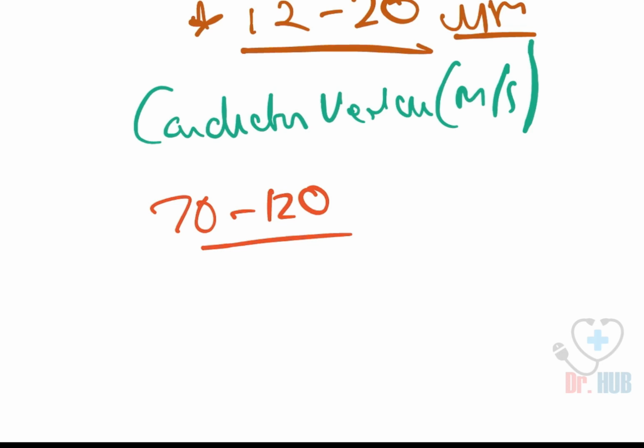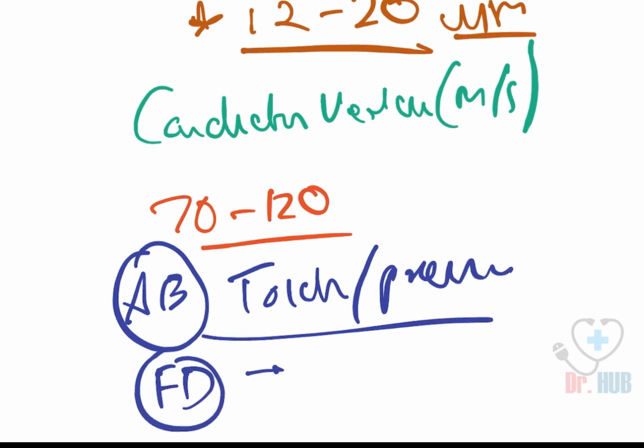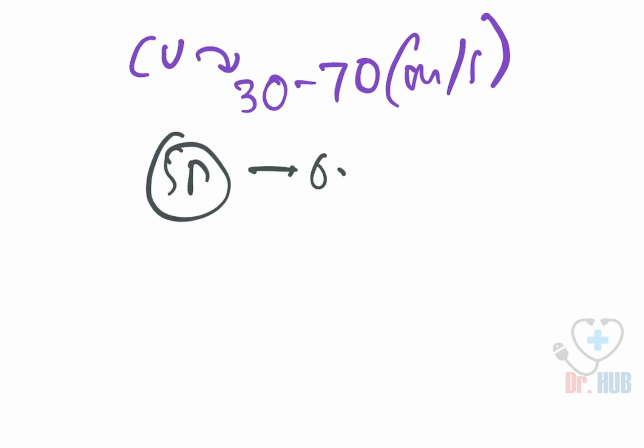Next, that is A beta muscle fibers. This deals with touch and pressure, and the fiber diameter is about 5 to 12 micrometers. Next we look at the conduction velocity. The conduction velocity of the A beta is 30 to 70 meters per second. And looking at the spike duration, it is about 0.4 to 0.5.